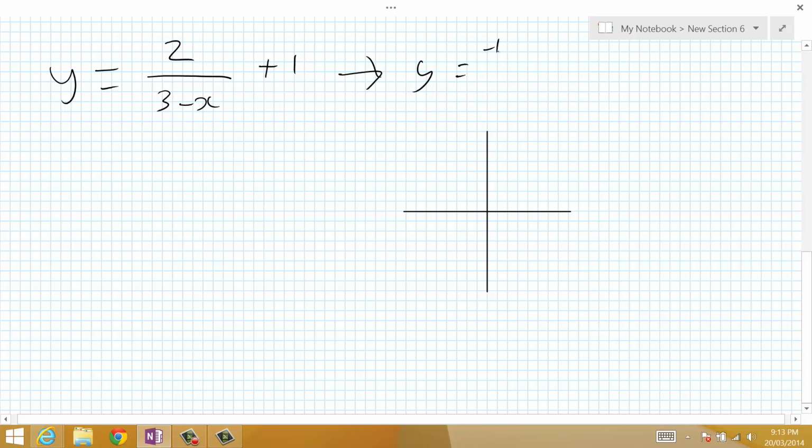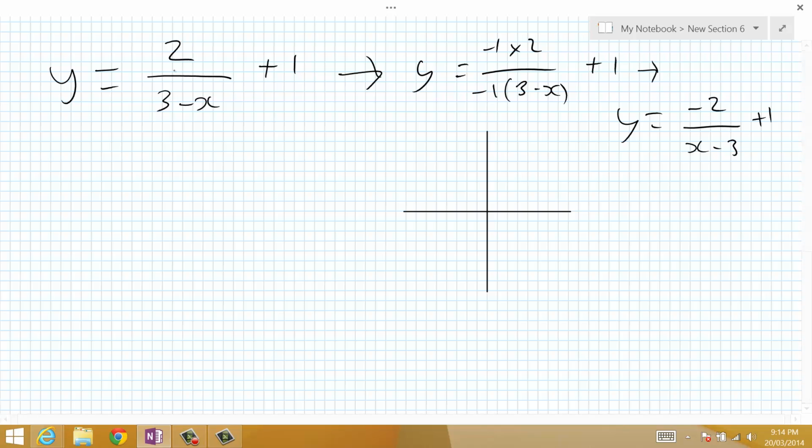So our equation becomes y equals negative 1 times 2 over negative 1 times 3 minus x, plus 1. Notice that the plus 1 is not being multiplied by negative 1. We're only doing it to the fraction. That means our equation becomes y equals negative 2 over x minus 3, plus 1. This shows us that even though we had a positive number at the top, in actual fact this is a negative hyperbola.